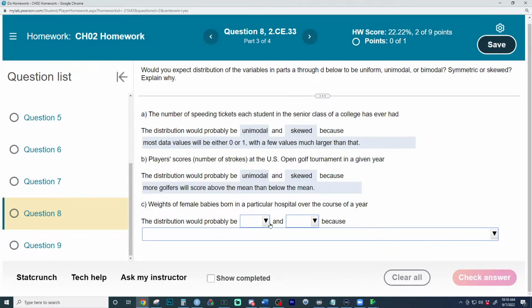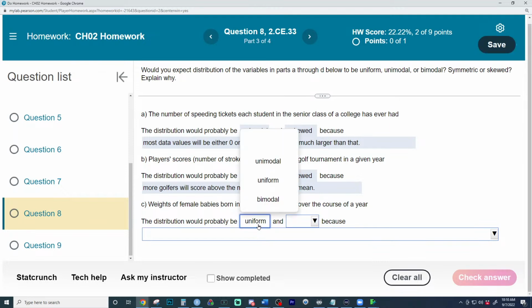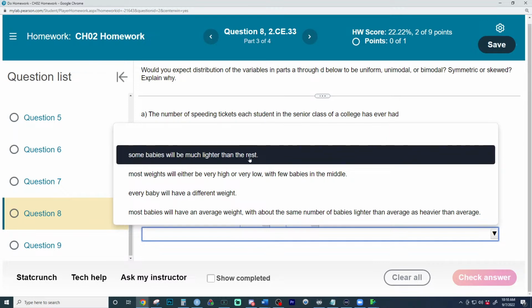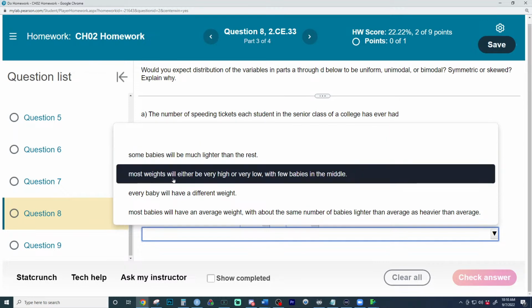Weights of females born in a particular hospital over a given year. This is probably going to be pretty unimodal and symmetric. Or is it going to be like babies have very high weights or very low weights? Let's see what their answers are first. Some babies would be much lighter than the rest. Very possible. Most weights would either be very high or very low, with few babies in the middle.